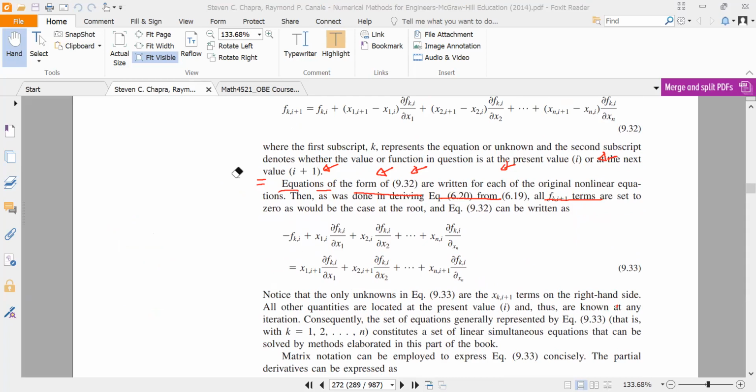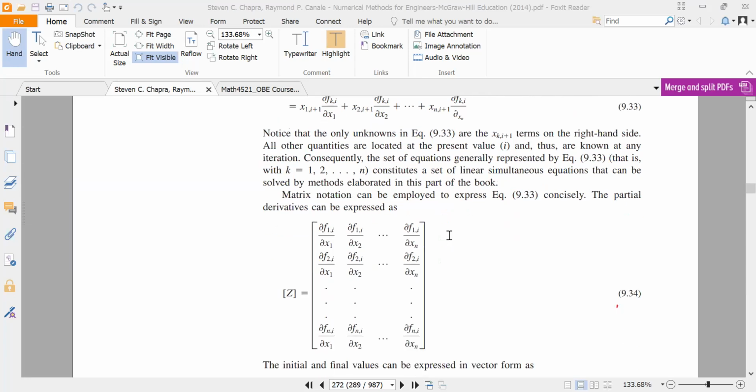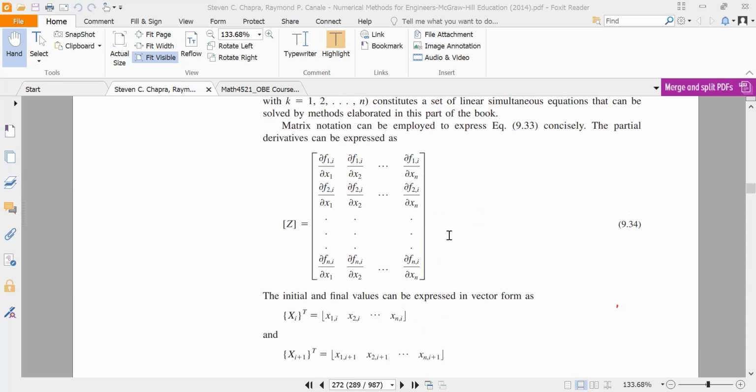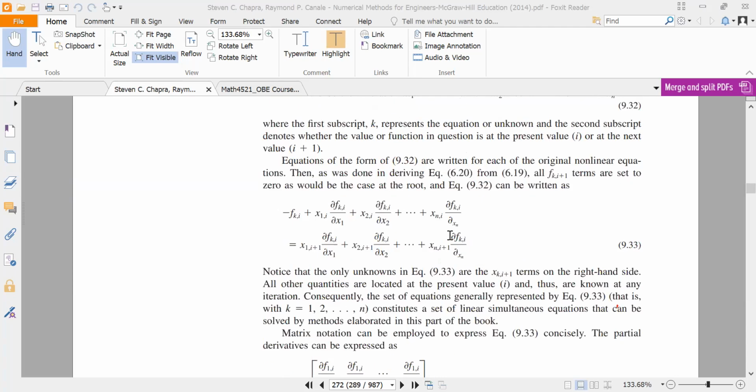If we arrange them in matrix form, it will take the form of a matrix. We call it the Jacobian matrix that you have already learned in your power system course. So your Jacobian matrix will be represented by, say, Z. Then your X equation, because the Jacobian is multiplied by a factor. Which factor? This factor, xi1, xi2.